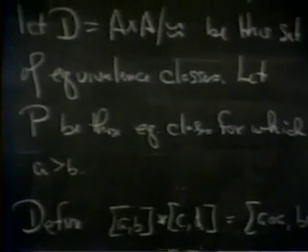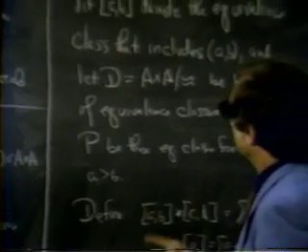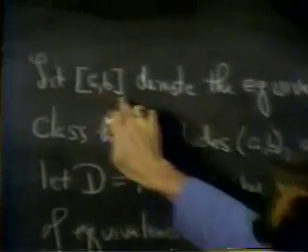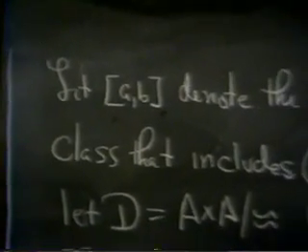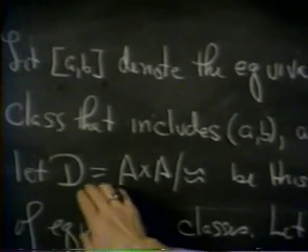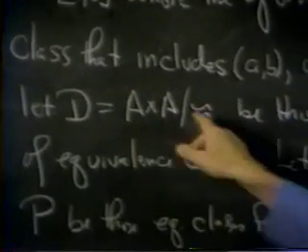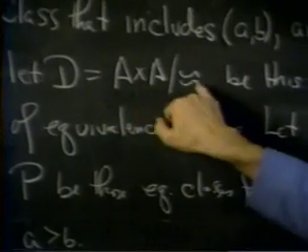Now, having shown that it's an equivalence relation, one immediately jumps to working with the equivalence classes. And I'll denote by square bracket AB the equivalence class that includes the pair AB. And I'll let D stand for the set of all those equivalence classes. This is the usual notation for that, the Cartesian product modulo the equivalence relation.